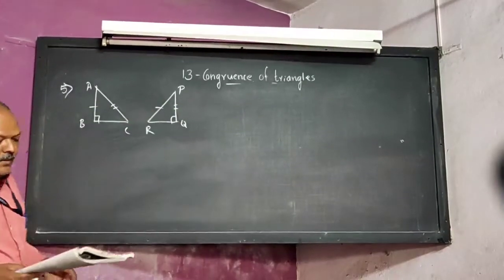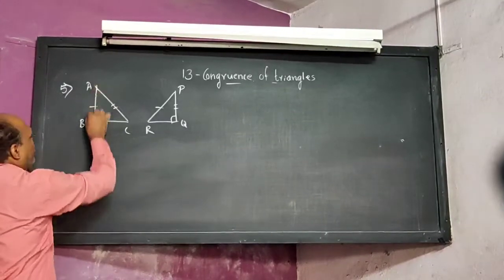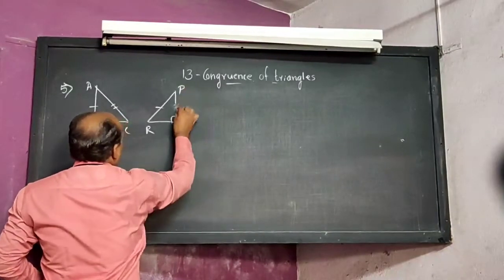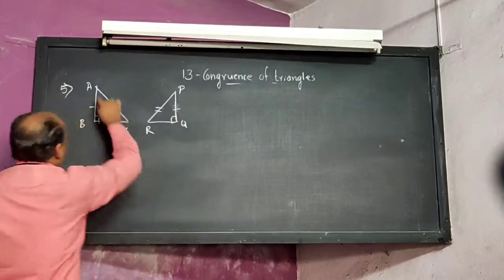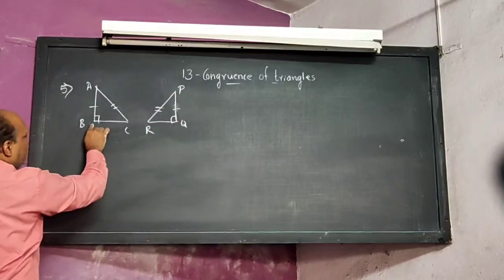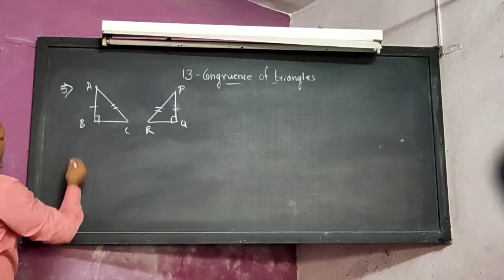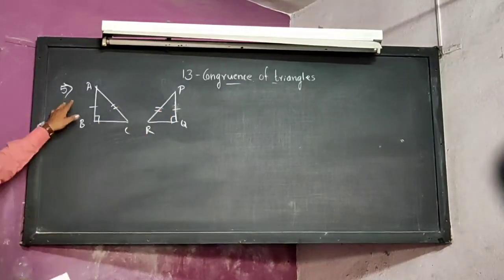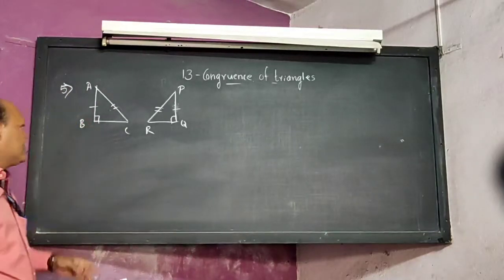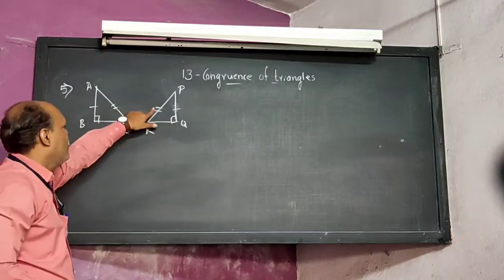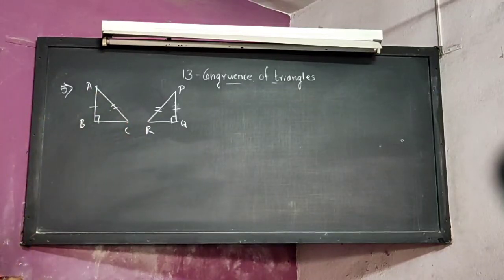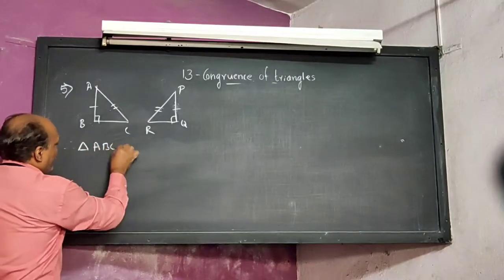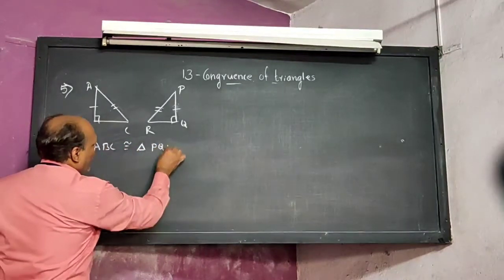Okay, students, the fifth one. Here we can say that AB is congruent to PQ, single marking, and AC is congruent to PR, and angle B is 90 degrees, and here also angle B is 90 degrees. That means whenever the hypotenuse is congruent and one side is congruent, we say the triangles are congruent by hypotenuse side test. If again I repeat, if the hypotenuse is congruent and one side is marked, that means the triangles are congruent by hypotenuse side test.